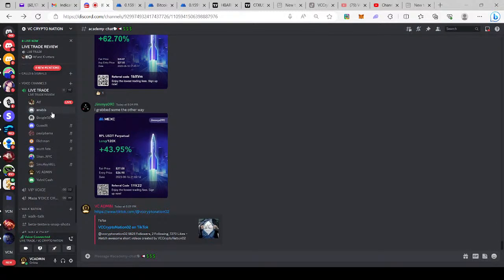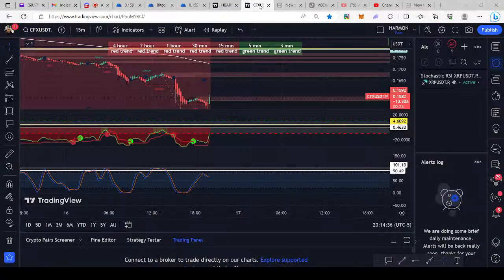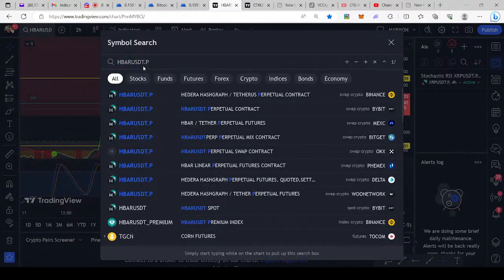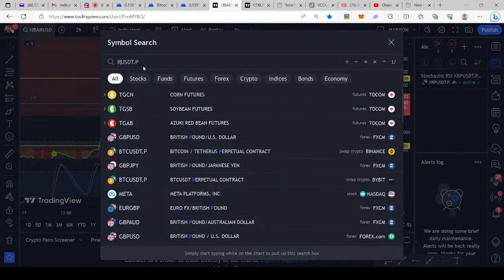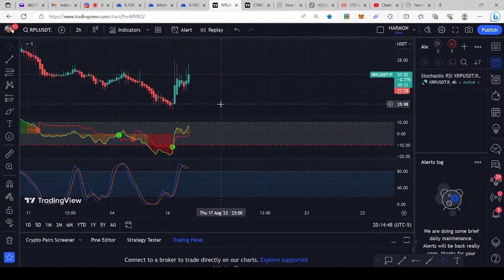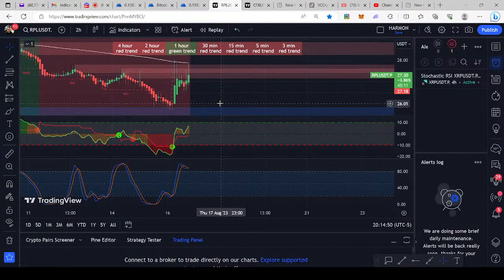Yeah. But there's a jump now on that, and I'll show you, but it's going backwards. Yeah, the 3-minute green trend just hit out of this candle. What are we watching? We are watching RPL, sir. Are we taking up your live trade time? What's going on? You were going to do a live trade, weren't you?